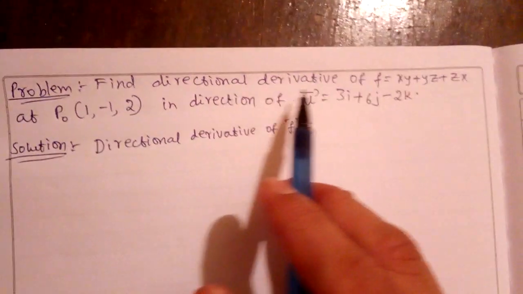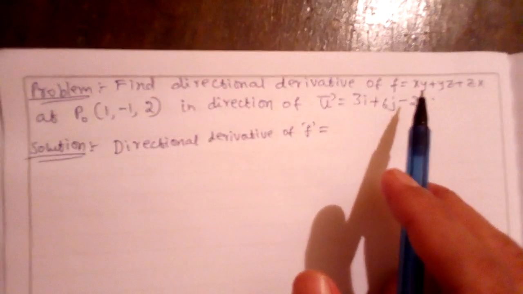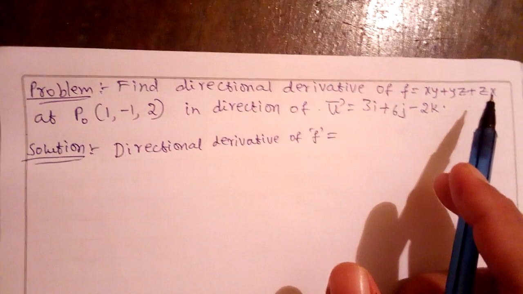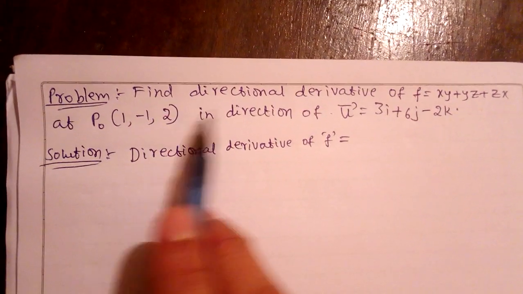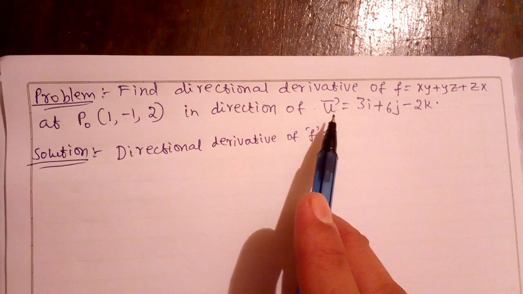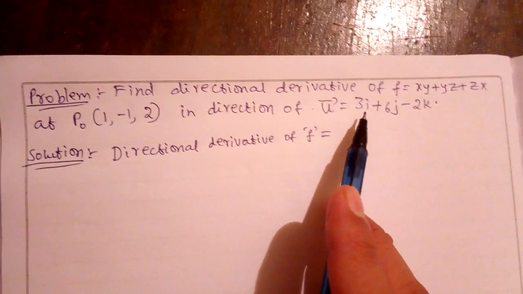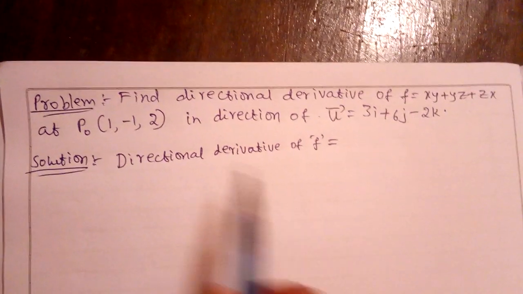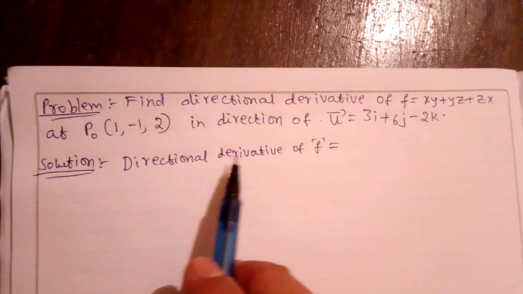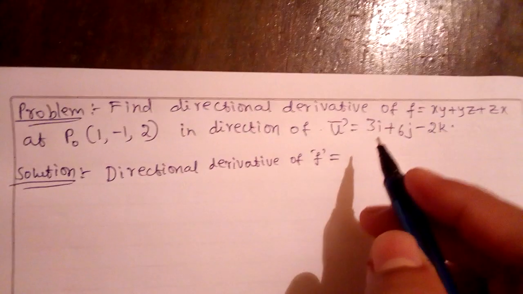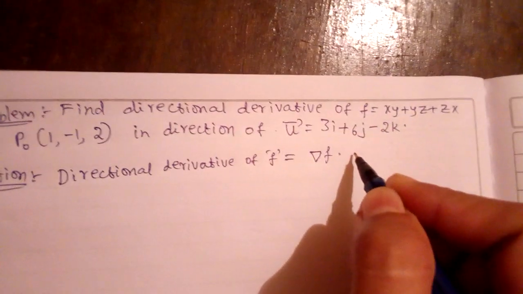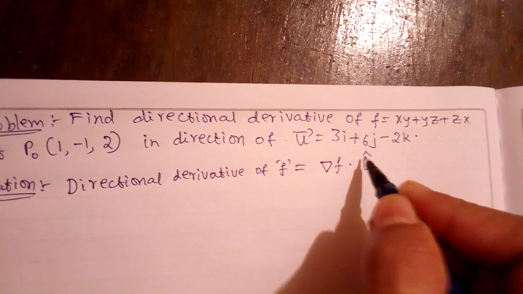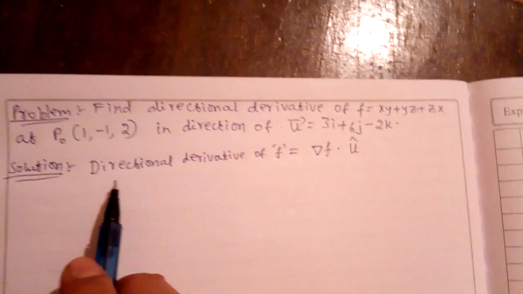Find the directional derivative of f = xy + yz + zx at point P0(1, -1, 2) in the direction of the vector u = 3i + 6j - 2k. Now, the directional derivative of f is equal to the gradient of f dot the unit vector of u. This is the formula to find the directional derivative of function f.